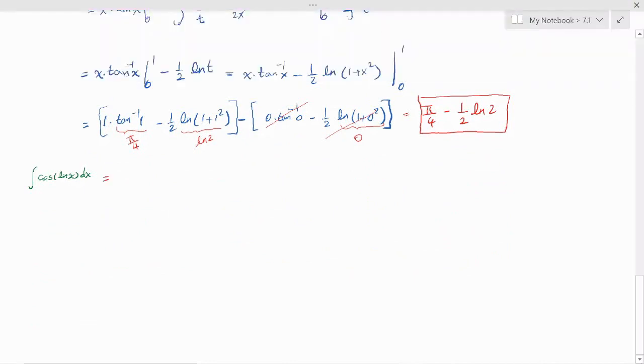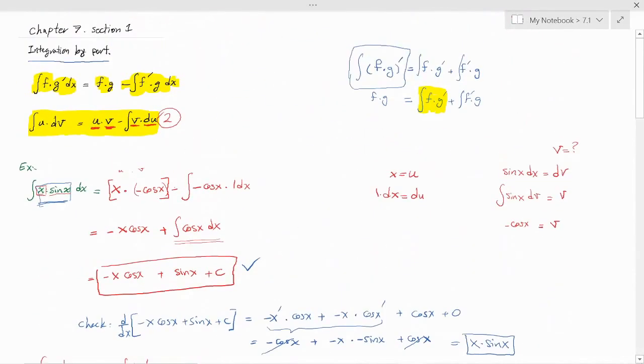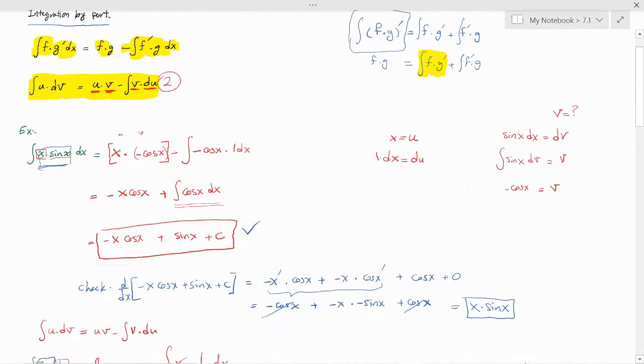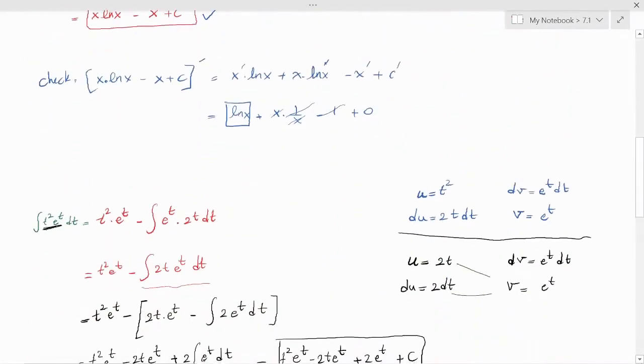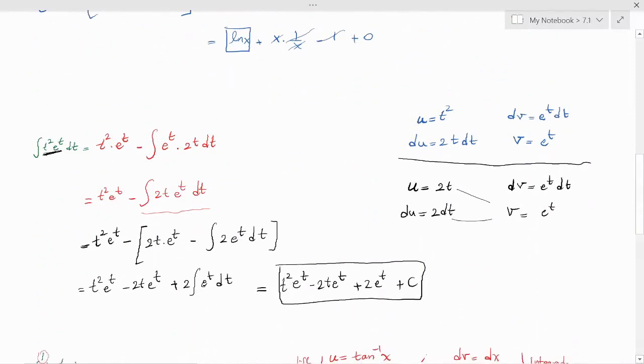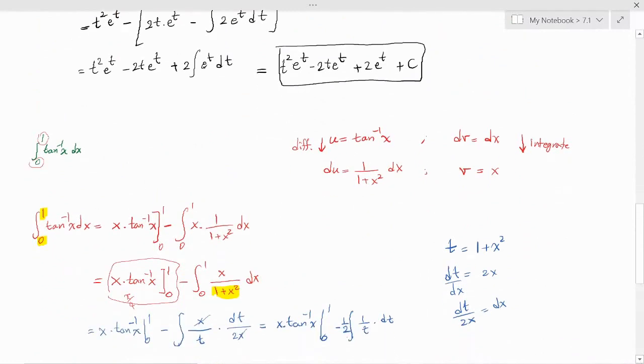Cosine ln x dx. I chose these examples because each one has specific information. In the first example, it was simply to be familiar with this idea of integration by parts. The second example was to see what you do if you have one function only. In the third example, I showed that you need to integrate by parts twice, multiple times. In the fourth one, we had boundaries.